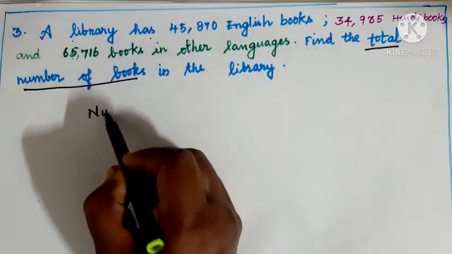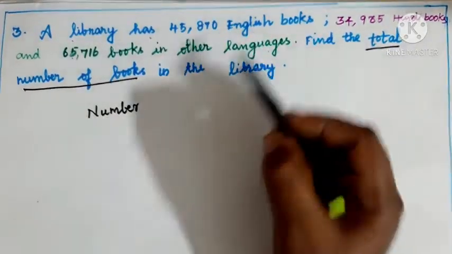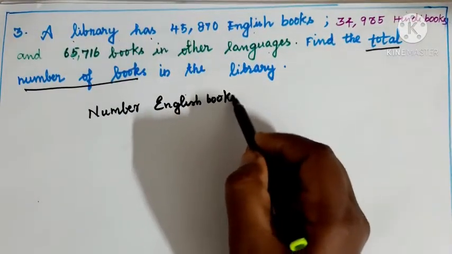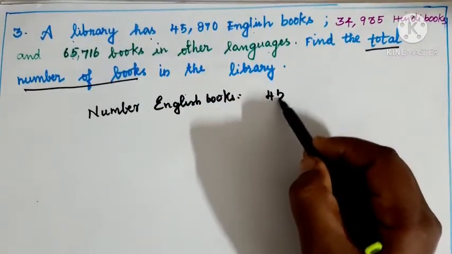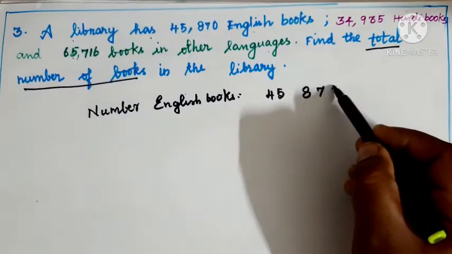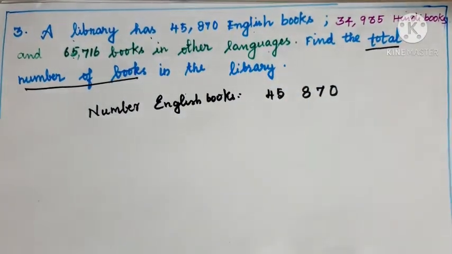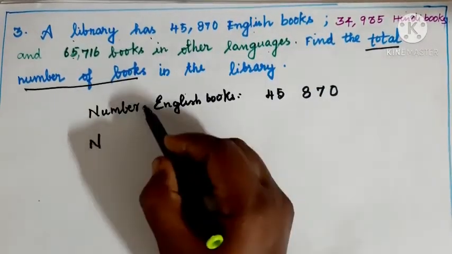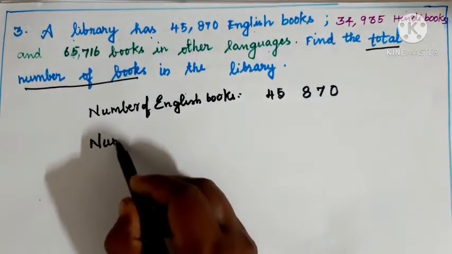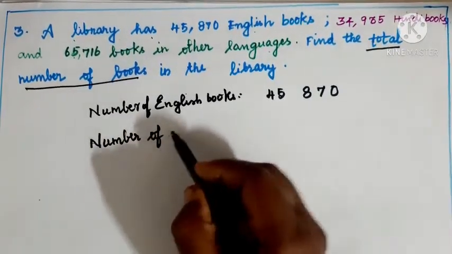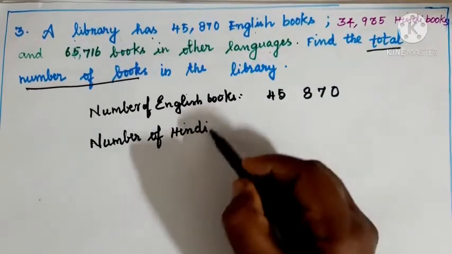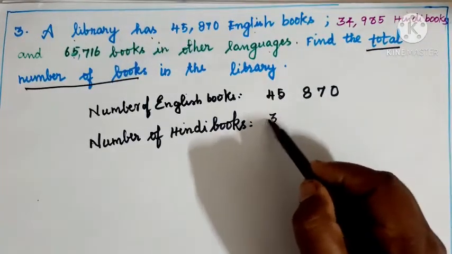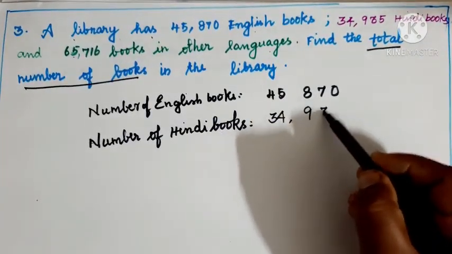Number of what books? English books is equal to 45,870. Leave enough space and write. Okay. Next, what are we going to see? Hindi books. So number of Hindi books, that is equal to 34,935.